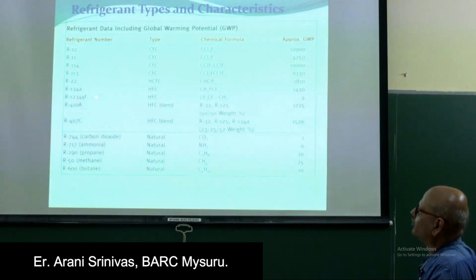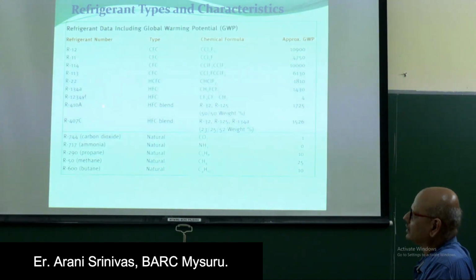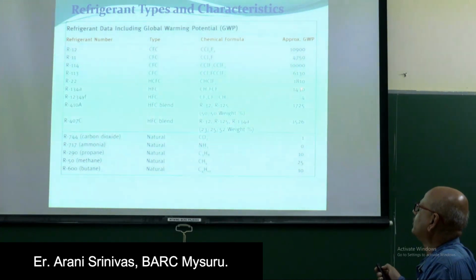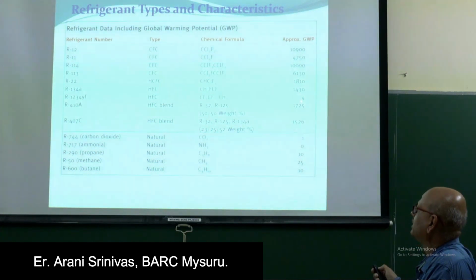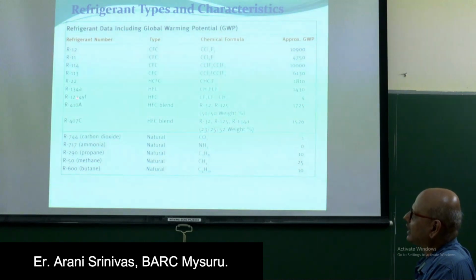Then R134A, now mostly used, this is the gas used. This is HFC, hydrofluorocarbon, with a GWP of 1430. Now a new gas, R1234YF, is also HFC, but it has a global warming potential of only 4. So now they are recommending this gas to be used here.